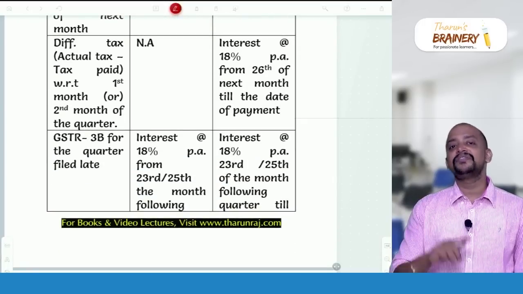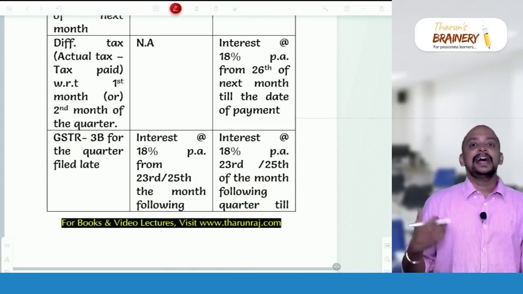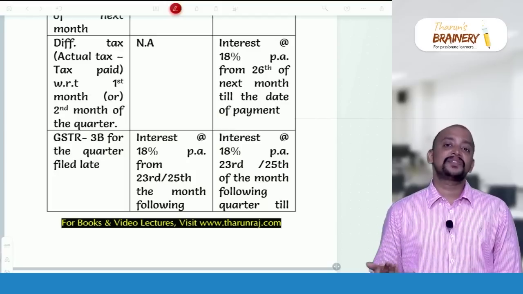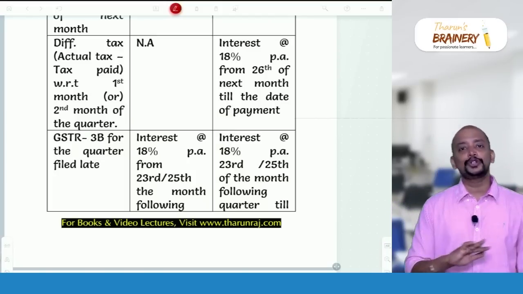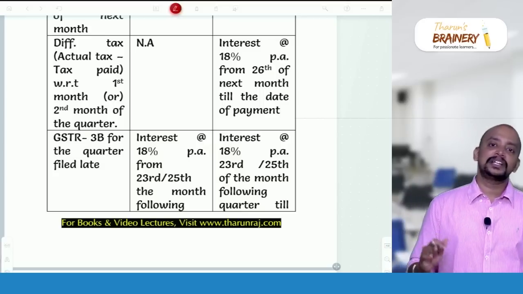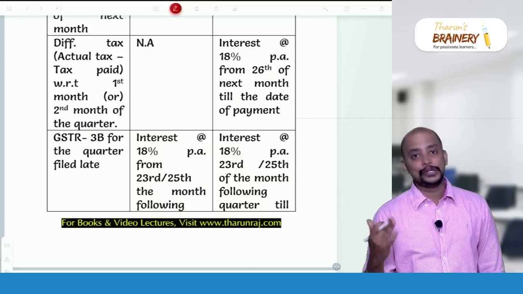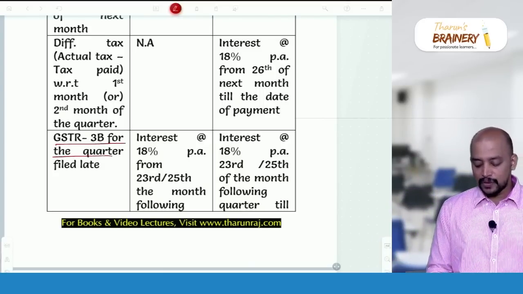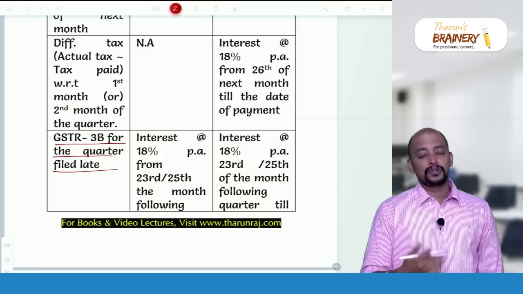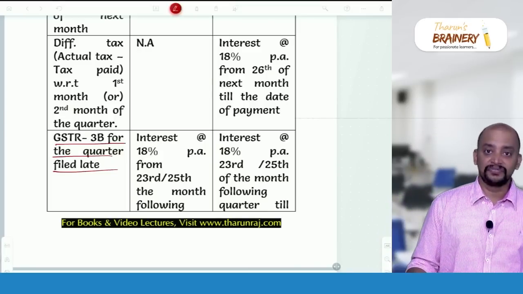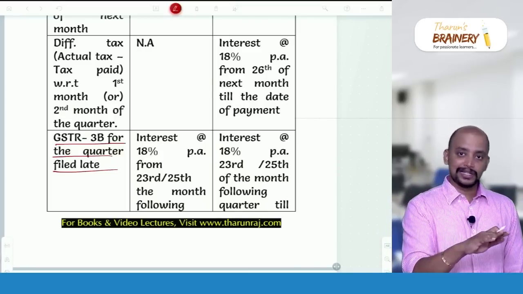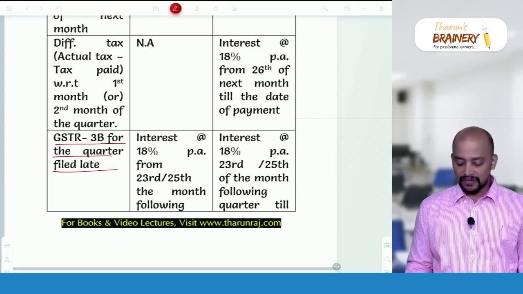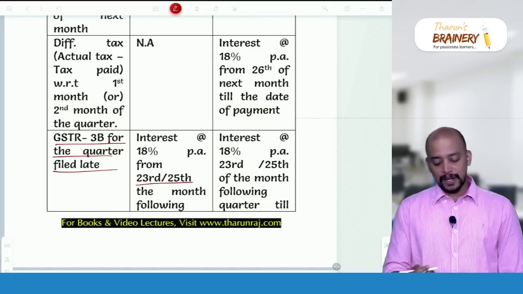Suppose there is any differential amount, that is, actual amount payable for the month minus fixed sum method. If there is any difference, no need to pay interest if we discharge that liability by 22nd or 24th, that is the due date of 3B. If we are not filing the 3B of the quarter on time, then from 23rd or 25th, because 22nd or 24th is the due date, from that date till the actual date of payment we need to pay interest.